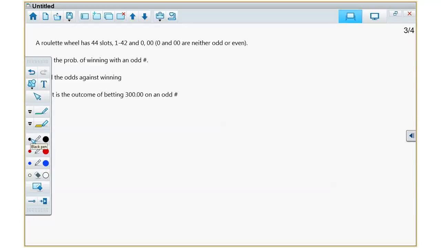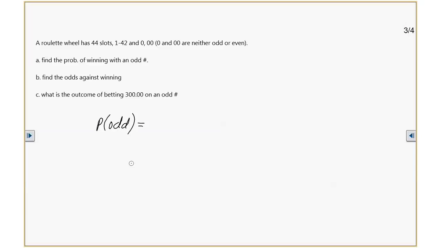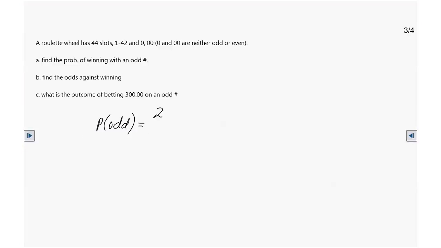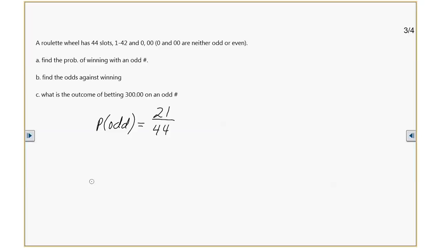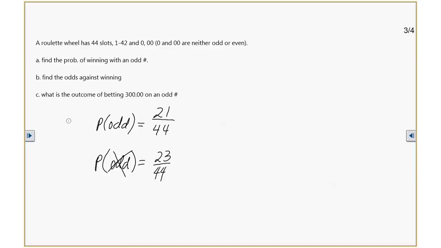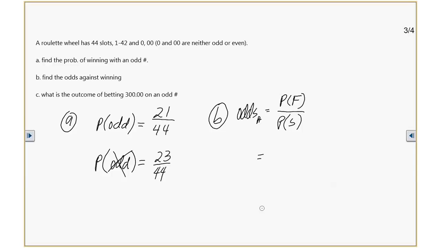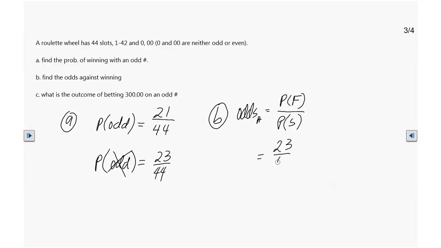All right. So, the probability of odd is equal to what? 21 over 44. And the probability of not odd is what? 23 over 44. So that's part A. Part B. Find the odds against. Well, the odds against is equal to probability of failure over the probability of success. So that's going to equal 23 over 44 divided by 21 over 44.